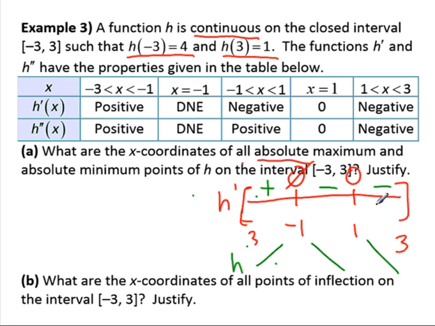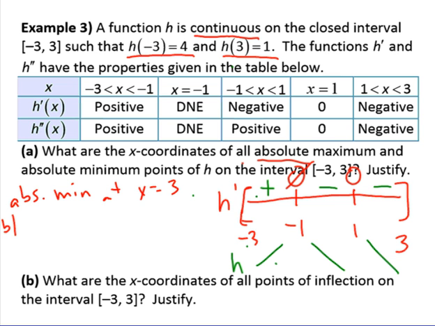So if we didn't know what this endpoint at 3 was, we could not actually tell what the absolute minimum was, because it could be at -3, because I don't know how much I decrease. The only reason I know what happens is because h of 3 is 1. So I know that I do decrease down past 4. So my absolute minimum is going to occur at x equals 3.